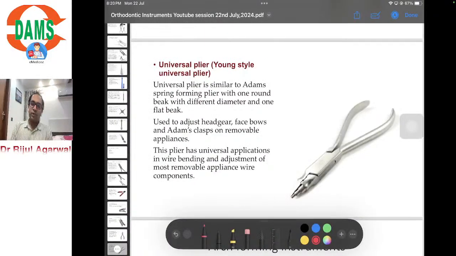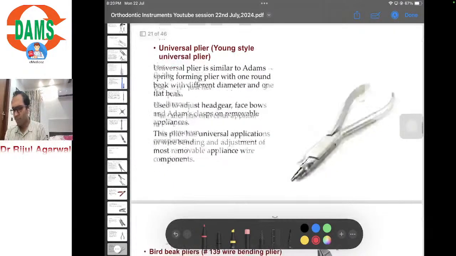The third one, the universal plier, the Young style universal plier. Everyone must have used it during your graduation. Okay. So similar kind of Adams spring forming plier with one end that is rounded, another with a square ended face, used to adjust headgear, face bows and Adams clasp on removable appliances. It has a universal application from wire bending to adjustment for most removable appliance and wire components. Easy to identify.